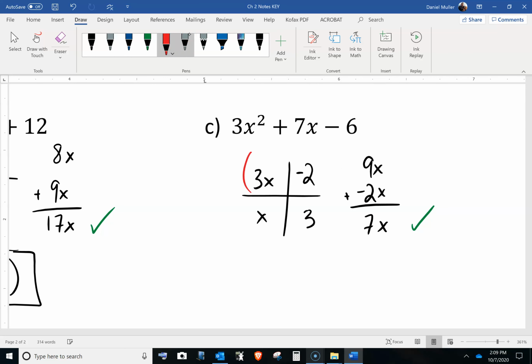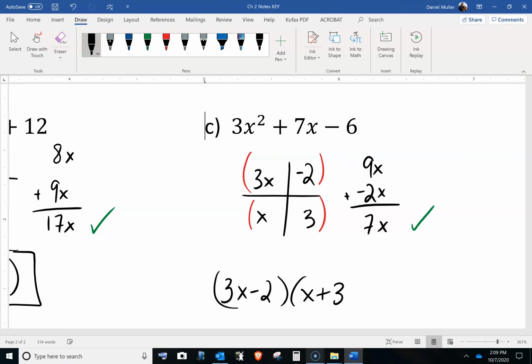So I've got a 3x minus 2 and an x plus 3.